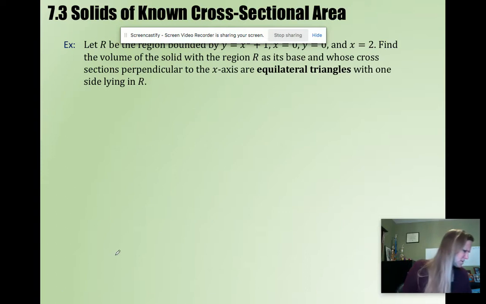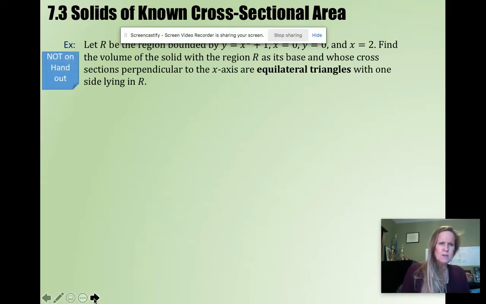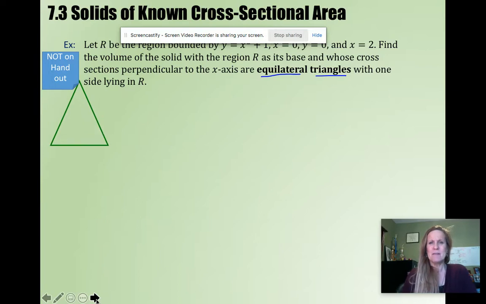Now this one, is this on your handout? No, this one's not on your handout, but I wanted to show you that you might need some special triangle relationships. So this time I have an equilateral triangle with one side. Doesn't matter which side, right? They're all equal.